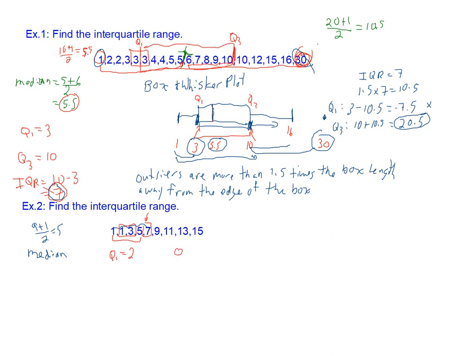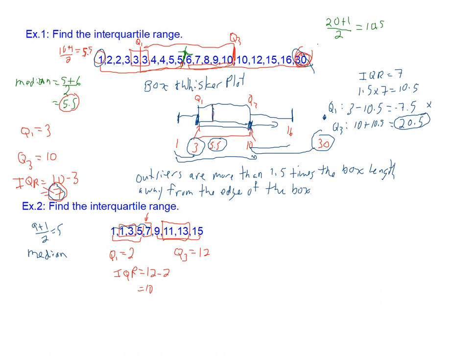And we do the same thing for Q3 on the second half of the data. So here's the second half of the data. The middle right here. Q3 in this case is equal to 12. So the interquartile range is equal to 12 minus 2, which is 10. I wanted to show you what happens if you have an even number of data points.